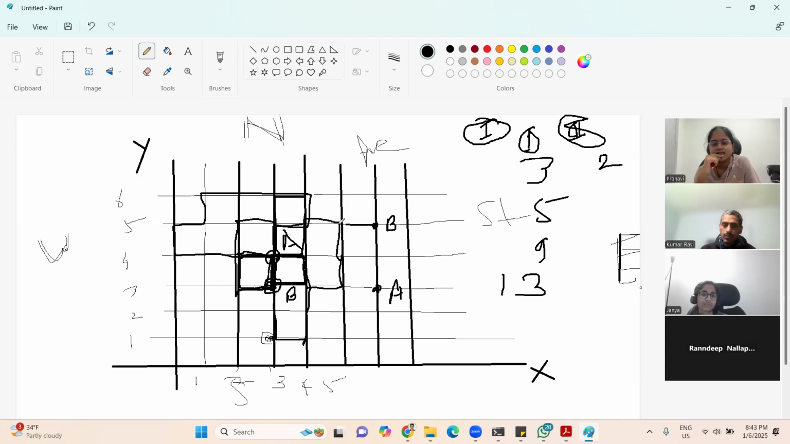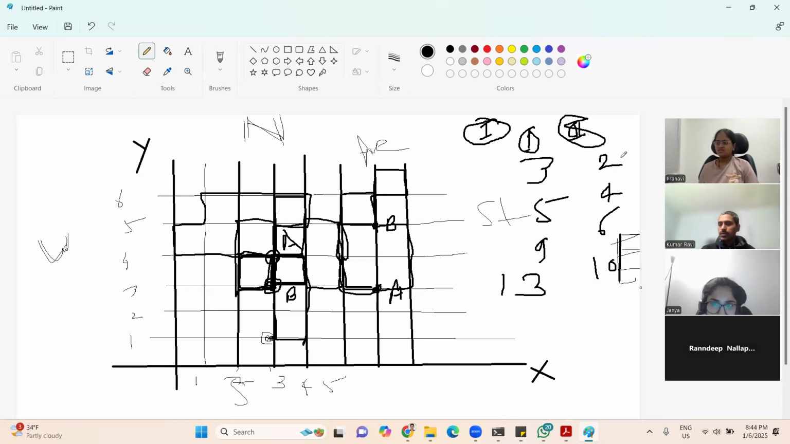Now we'll take some other distances. 1, 2, 3, 4. It is 4 actually. Now let us take one more. 1, 2, 3, 4, 5, 6. Like this, we can take some more. So eventually, 1, 2, 3, 4, 5, 6, 7, 8, 9, 10. See here. This is important. Minimum distance is 2.